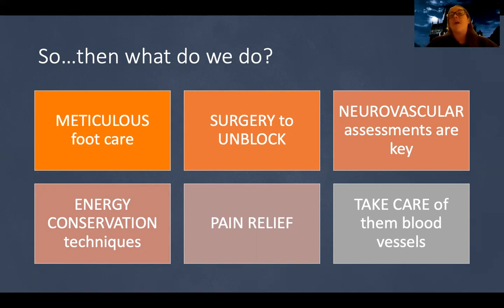And then take care of their blood vessels. So all the things we can do: manage their hypertension, manage their diabetes. They have to stop smoking. Smoking is probably one of the worst things you can do for your blood vessels. And we want to do everything to prevent more plaques from building up. Whatever we can do to protect and ensure the integrity of those blood vessels, we definitely want to strive to do that.